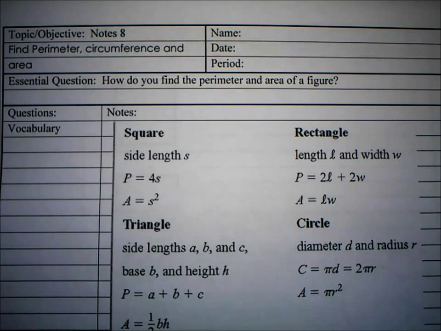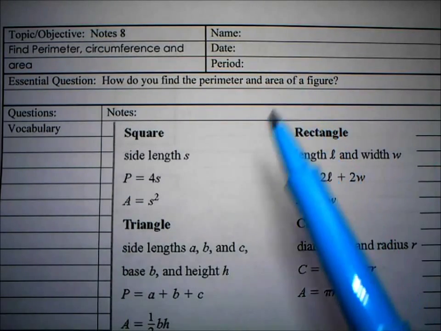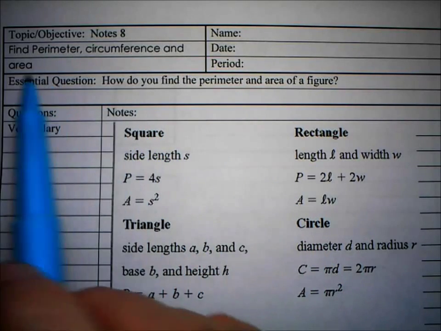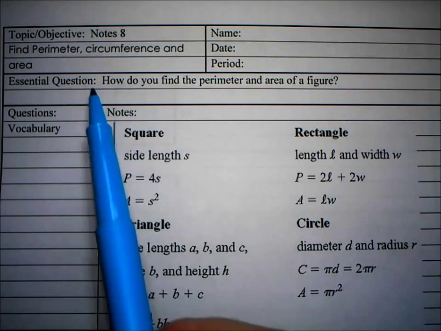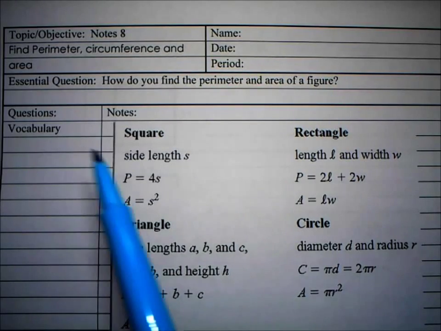Okay, here's notes number 8 for geometry. We're going to be finding the perimeter, circumference, and area of various figures. Make sure you put your name, date, and period on your notes. And then our essential question is, how do you find the perimeter and area of a figure?